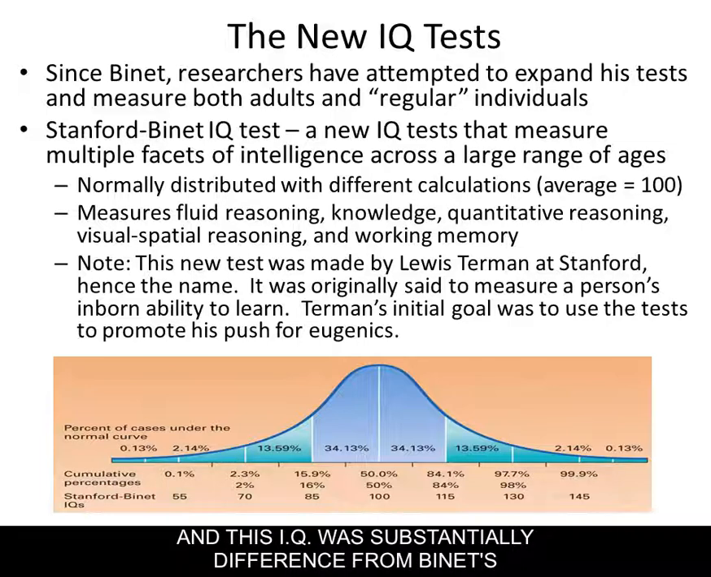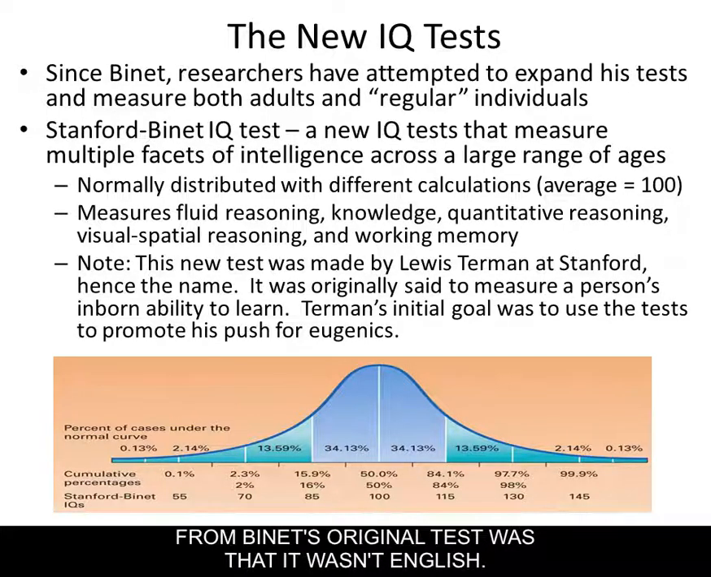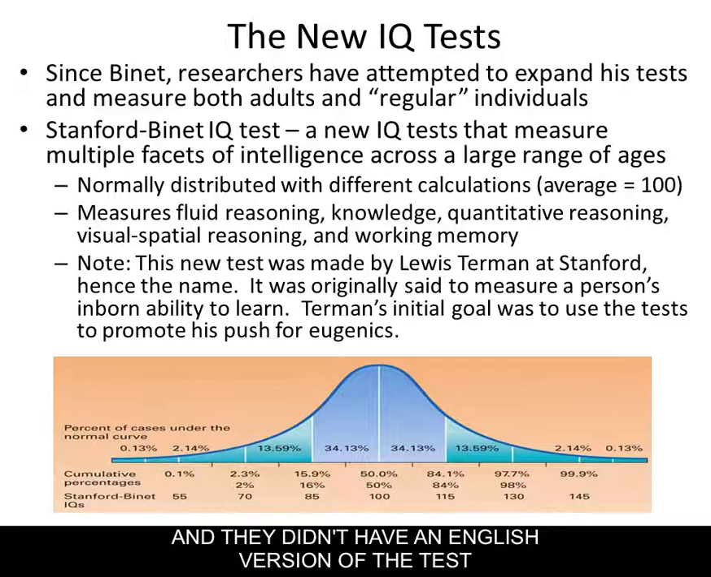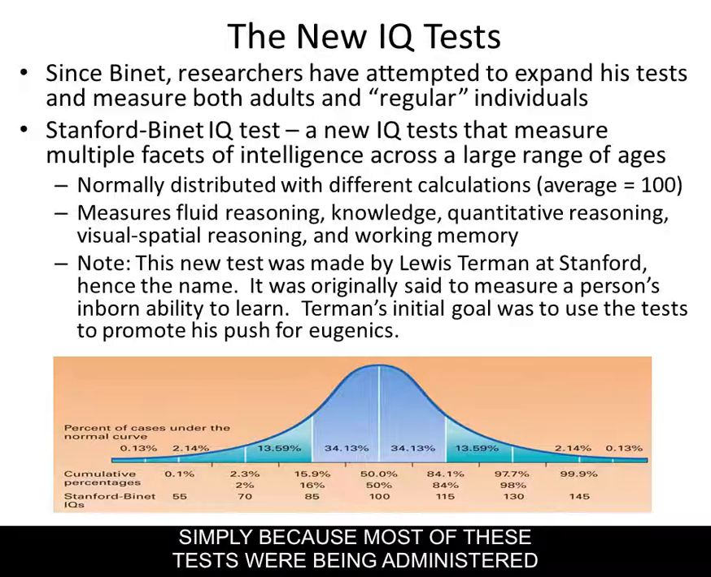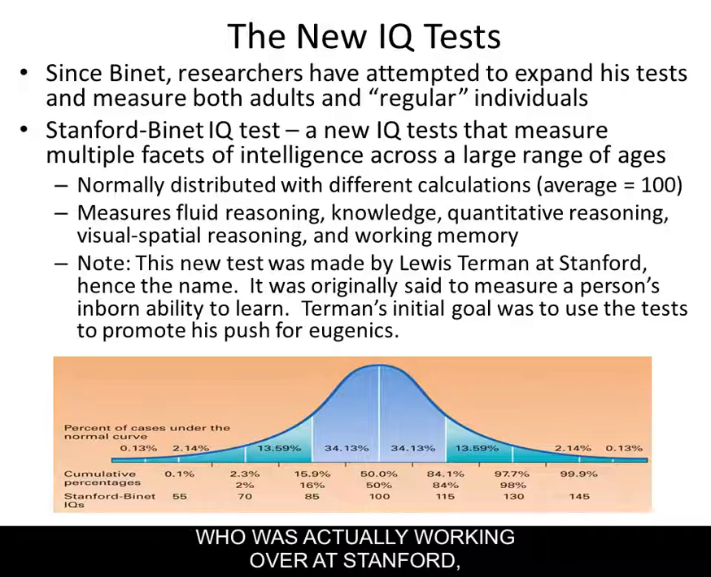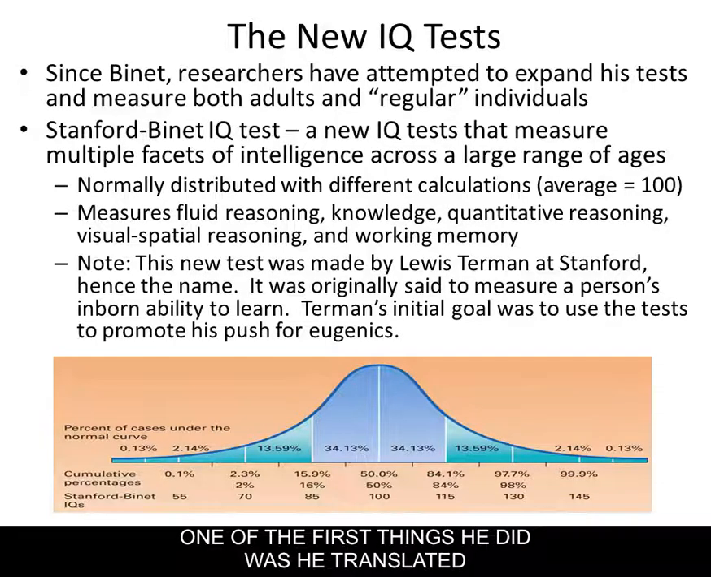And this IQ test was substantially different from Binet's in a number of different ways. One of the first ways it was different from Binet's original test was that it was in English. Binet's was entirely in French, and they didn't have an English version of the test simply because most of these tests were being administered in France for a specific group of children. But when this researcher named Louis Terman, who was working over at Stanford, started devising his test, one of the first things he did was he translated a lot of Binet's early research into English.